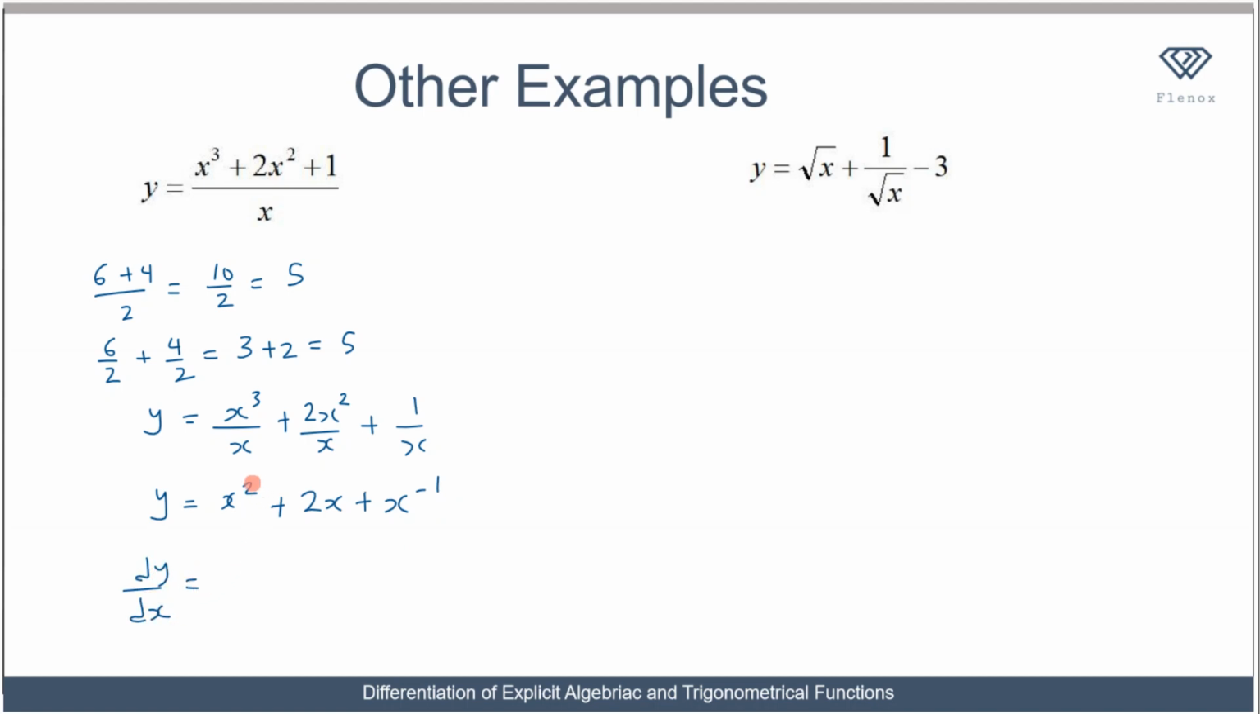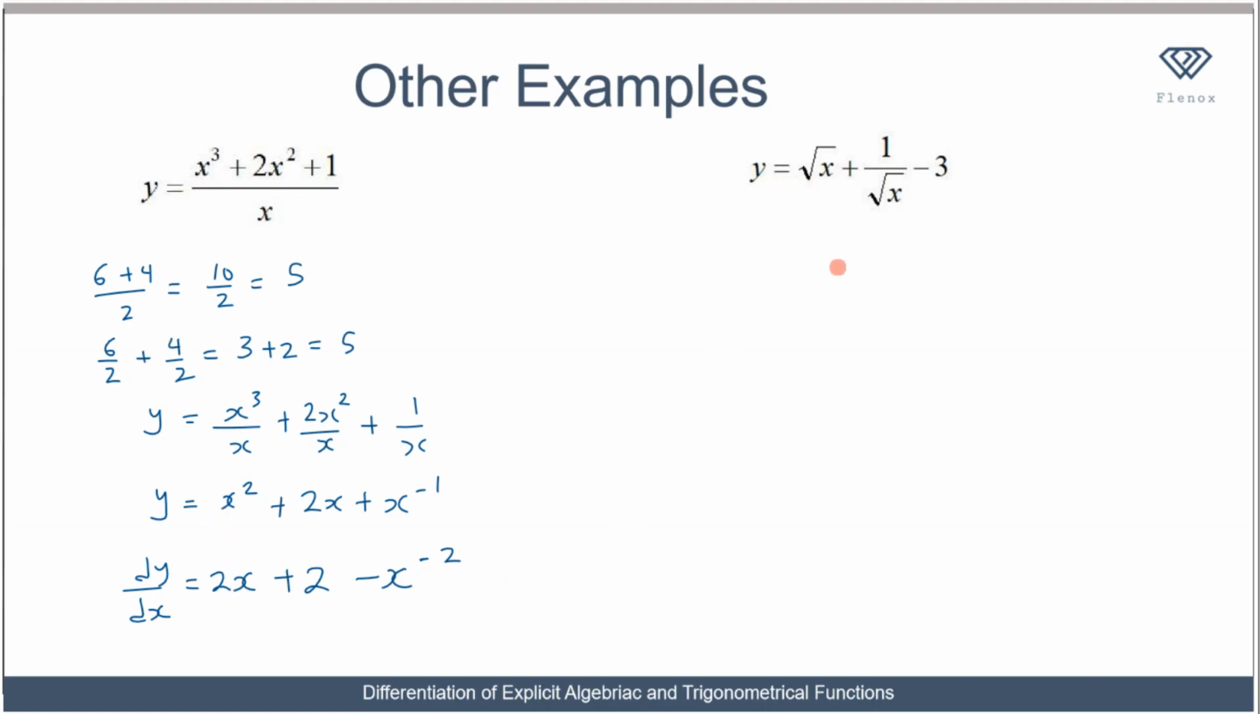Now when I differentiate this, dy over dx, I bring this down. So I have 2x raised to the power, then 2 minus 1 gives me 1, then plus, this is the form of x. When I differentiate 2x, I'm left with the coefficient alone, which is 2. And this becomes my minus 1. I bring it down here. So this becomes minus x raised to the power, then I have minus 1, which becomes minus 2. So when I differentiate this expression, this is what I get.